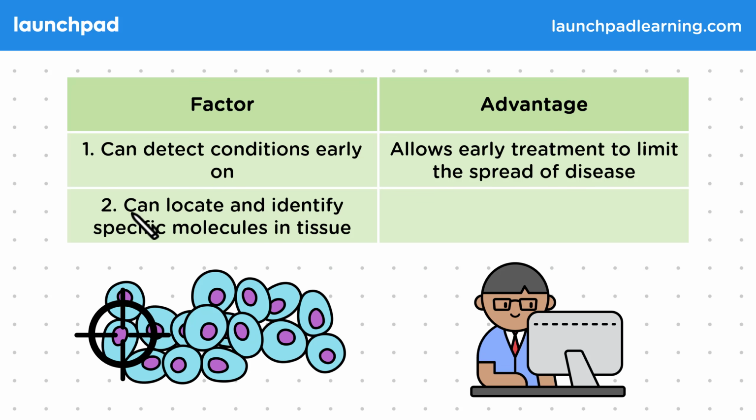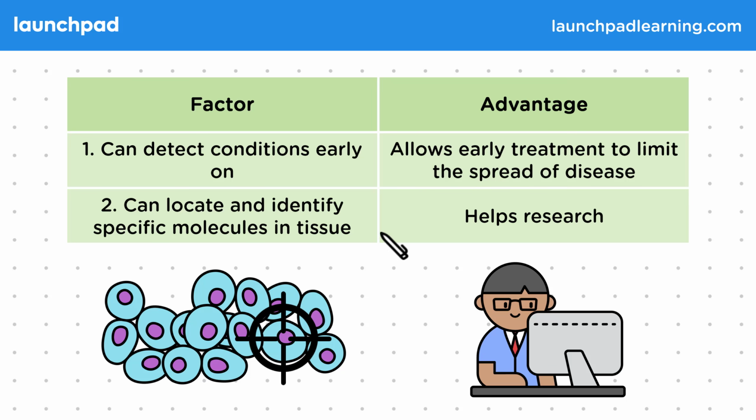Next, monoclonal antibodies can locate and identify specific molecules in tissue. Monoclonal antibodies can have markers attached to them and be made to attach to specific molecules, which allows us to locate these specific molecules in tissue. The advantage of this is that it helps research. Being able to identify the location of different molecules in tissues helps us to understand how that tissue works.